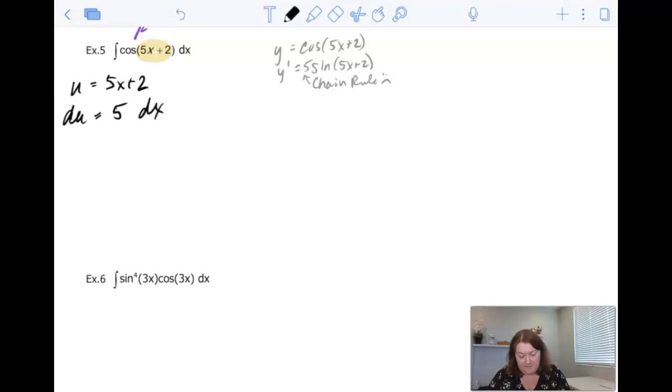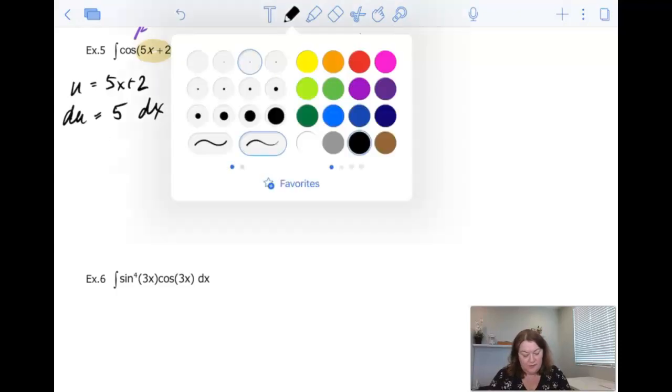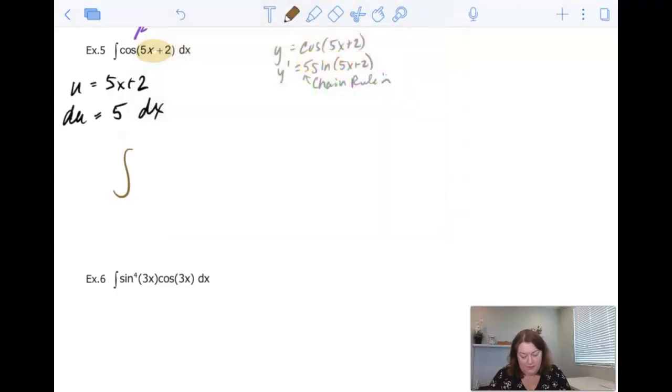Well, let's go look. I know this is going to turn into cosine, and I know it's going to have a u right here. But in order to get rid of this, I need a 5 with it. I don't have a 5, so I have to create a 5. So 5 on the inside so that I have 5 dx. Balance it with a times 1/5 on the outside, and that's just going to come along in our answer.